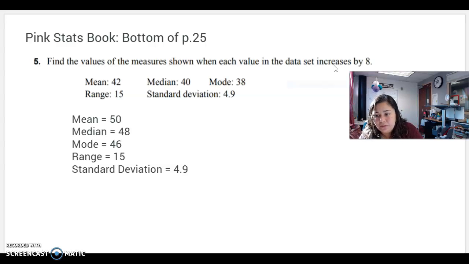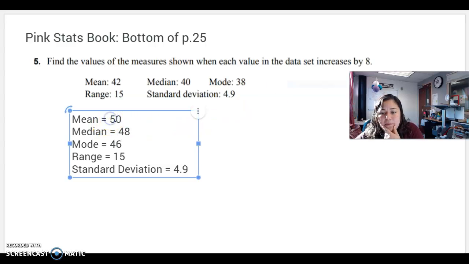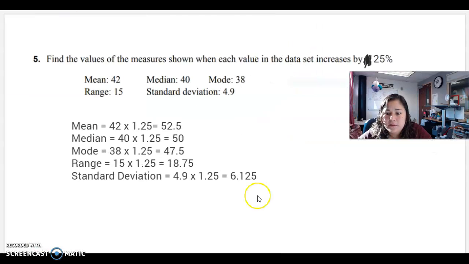So this is true for increasing or decreasing a data set by a specific value. I can show here just real quick what I did. 42 plus 8. I just added 8 to all these original values, but range and standard deviation stayed the same. So that happens when you add or subtract a value to a data set. And this one, we're multiplying by something, so we do it to all of the measures of center and variation.